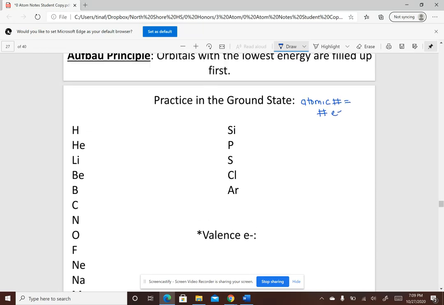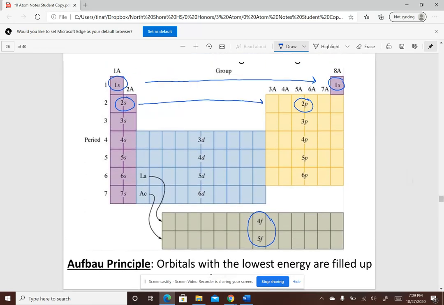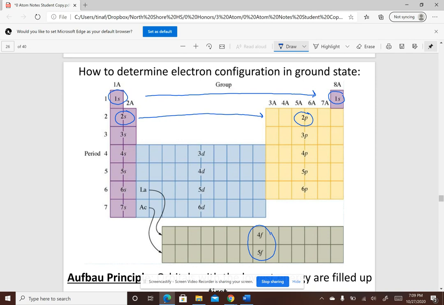Okay, so for hydrogen, the first thing I want to do is write what period it's in, what row it's in on the periodic table. So hydrogen is that first element there. I'm going to erase this so that you guys can see where I am. You should definitely have your periodic tables out too. Okay, so this right here is hydrogen.